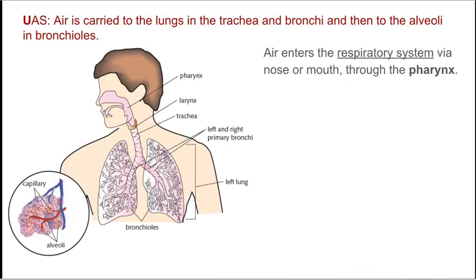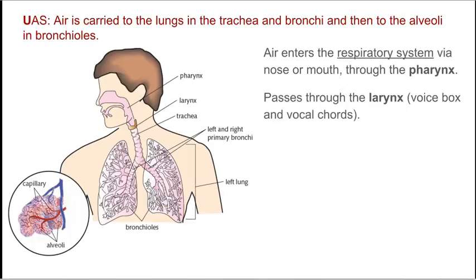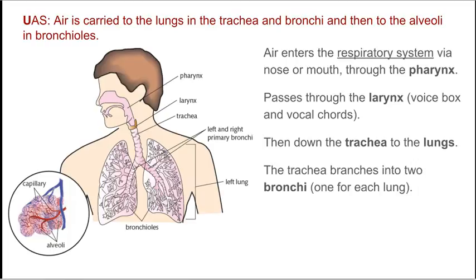Air enters the respiratory system via the nose or the mouth through a tube called the pharynx. It then passes through the larynx, which contains the voice box and also vocal cords. It moves down through the trachea into the lungs themselves. It moves to each lung through one of two bronchi, one to the left lung, one to the right lung.